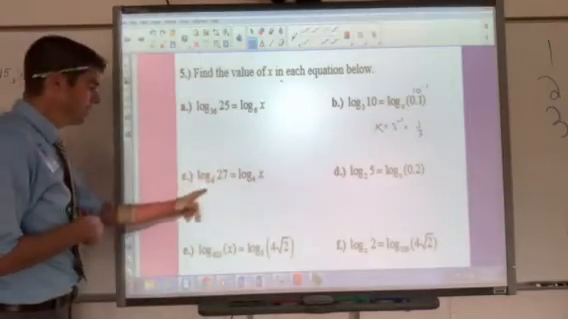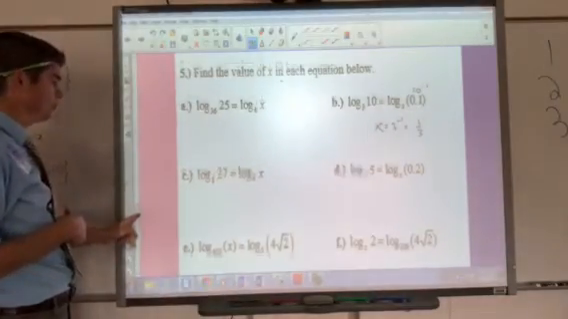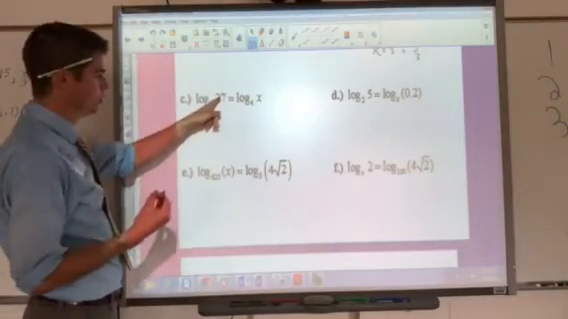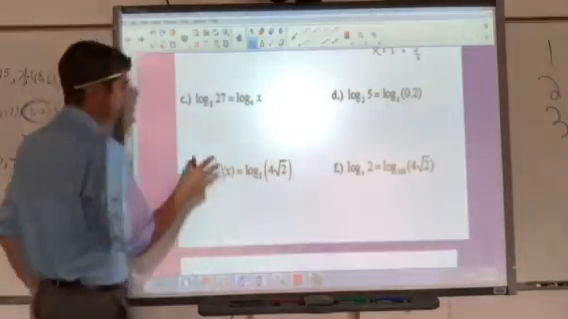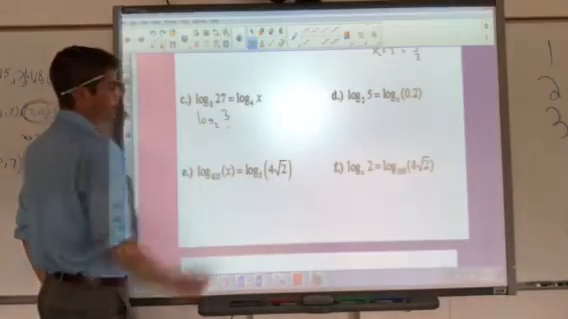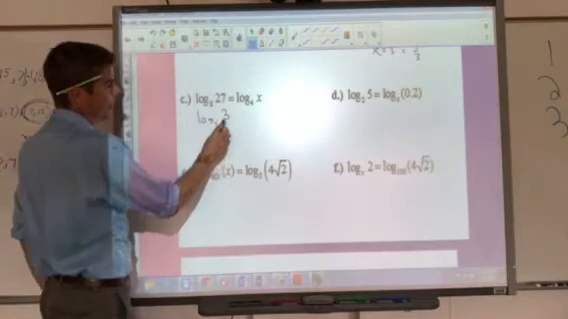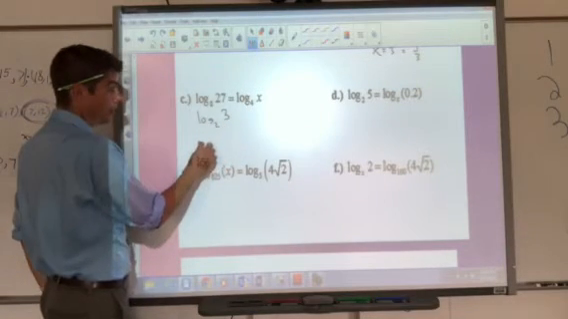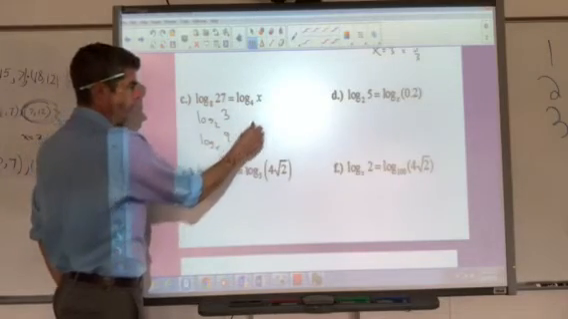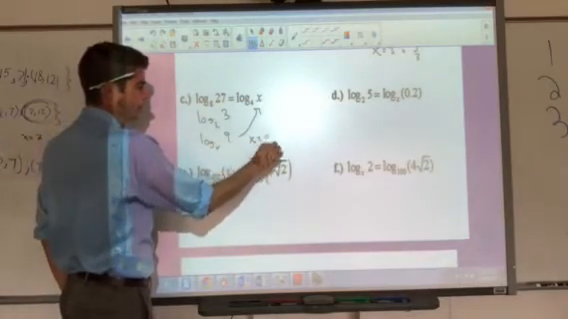So then I'm seeing things here that are perfect cubes. So right away I might reduce this, because I know 8 is 2 cubed and 27 is 3 cubed. So this is at least log base 2 of 3. And then I'm trying to get a 4, so that could be squared. So log base 4 of 9, therefore my x would have to equal 9.